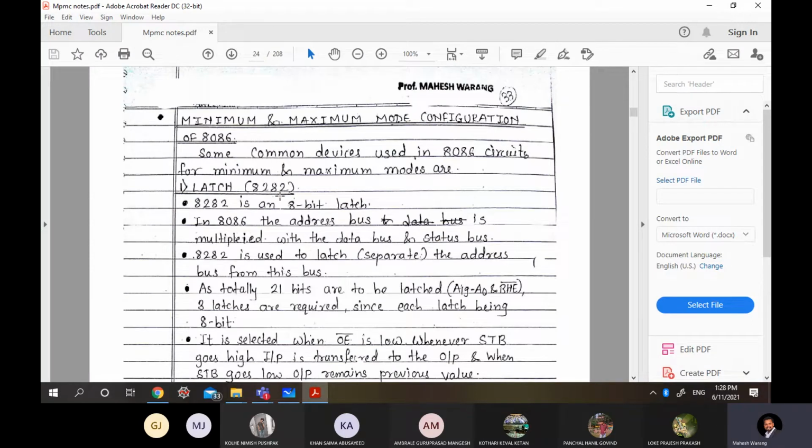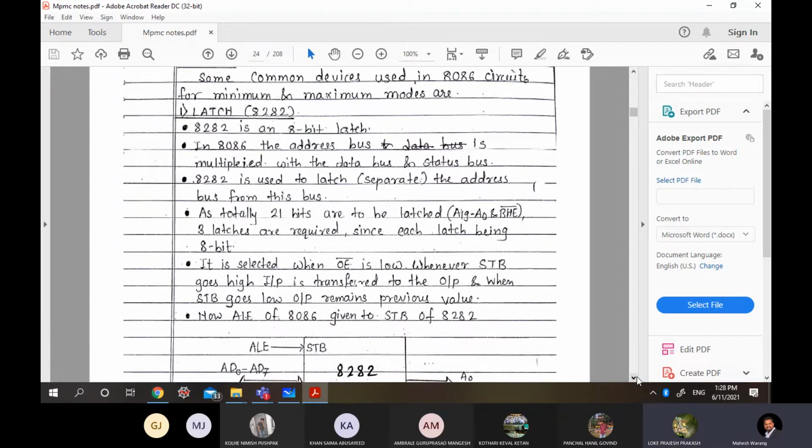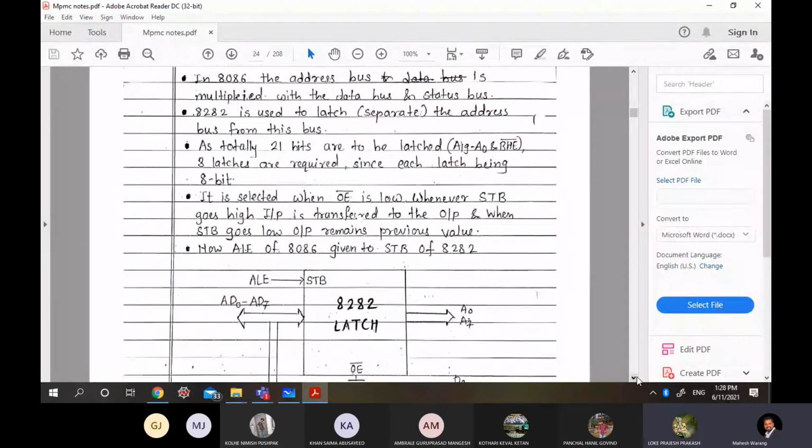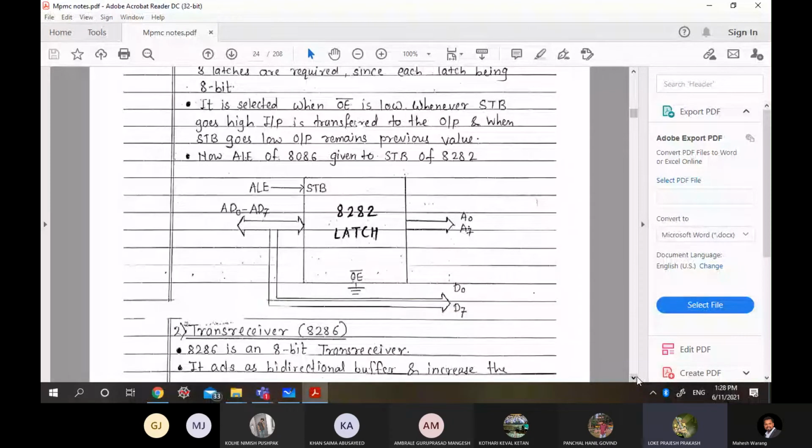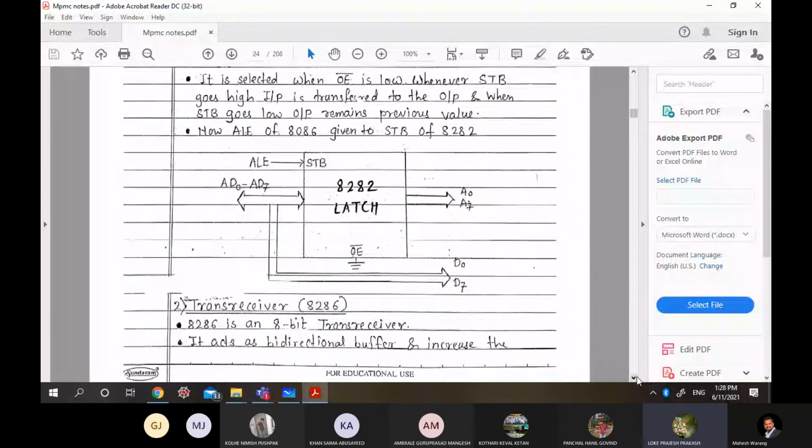Now, does anyone know what the function of a latch is? Lock the data. Okay. Anyone else who knows how a latch operates? What is the function of a latch?